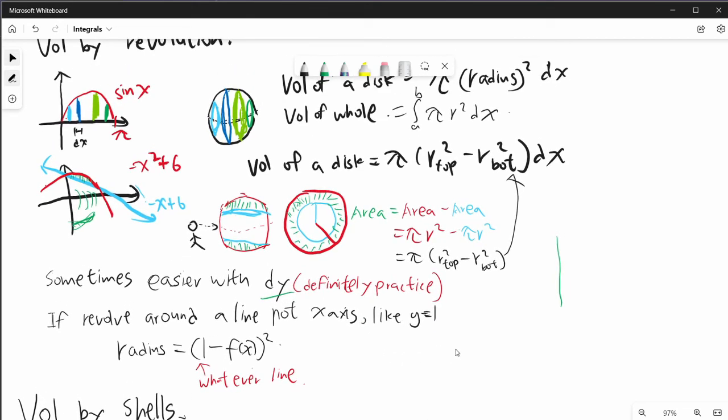And then sometimes you're asked to revolve around a line that's not an axis. It's not the x or y axis. It might be y equals 1. That radius would just be whatever you're revolving, let's say y equal to 1, that's 1 minus your f of x, whatever your equation is. Sorry, that should be radius squared as in here.